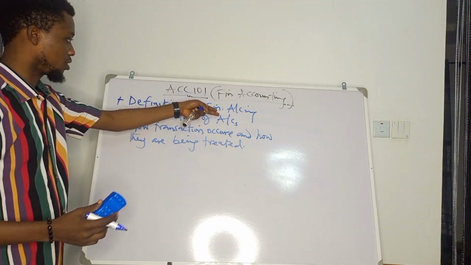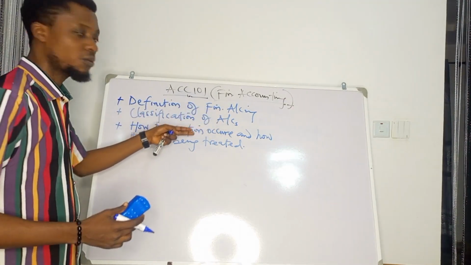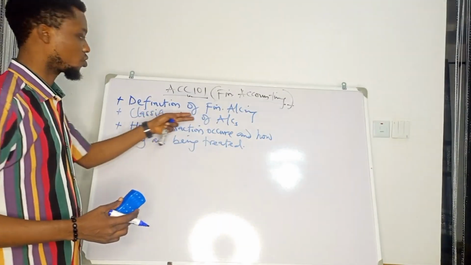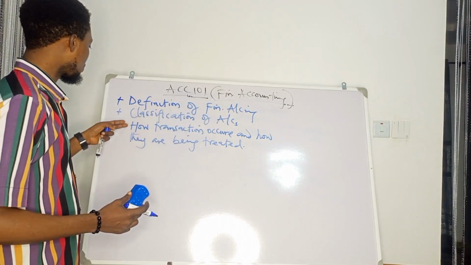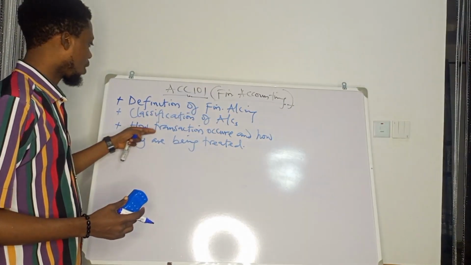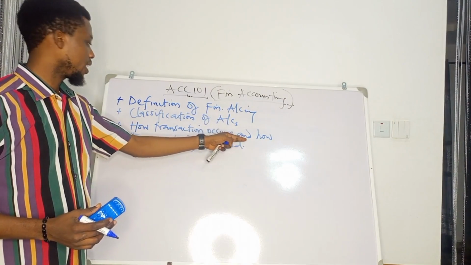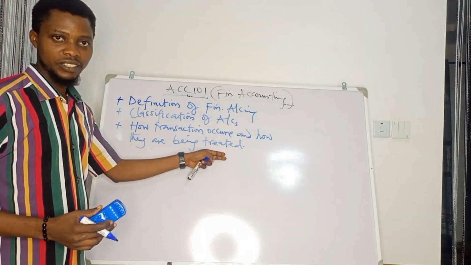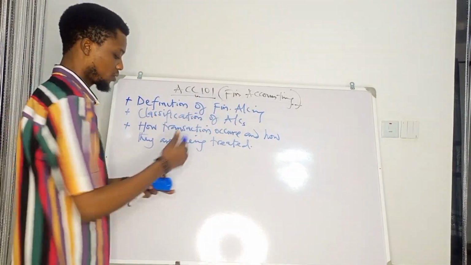We're going to be looking at the definition of financial accounting. We're going to be looking at the classification of accounts. Then we're going to be looking at how transactions occur and how they are being treated.